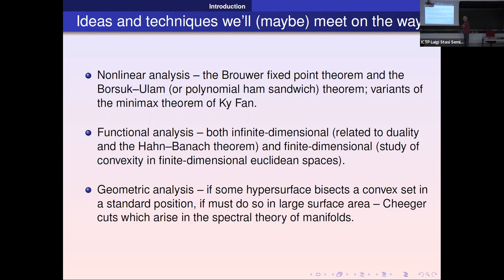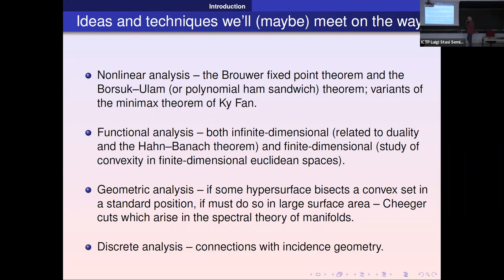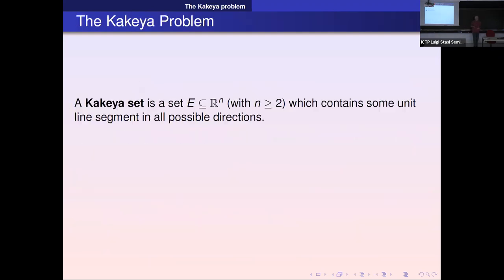So this type of idea. In more generality, these are things called Cheeger cuts, which arise in the spectral theory of manifolds, but I don't really want to go into that. And also discrete analysis, the connections between discrete and integral geometry. This joints problem that I mentioned a minute ago, you can see that it's somehow connected with integral geometry. Okay, so let's talk about a few of these problems.